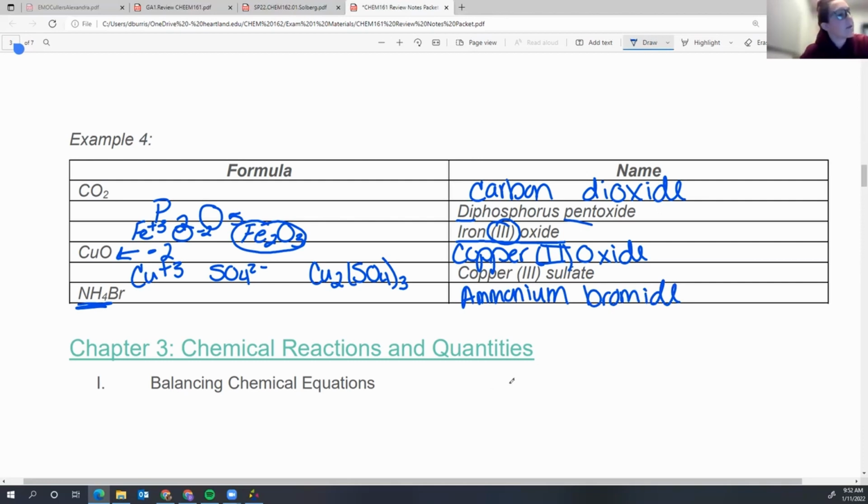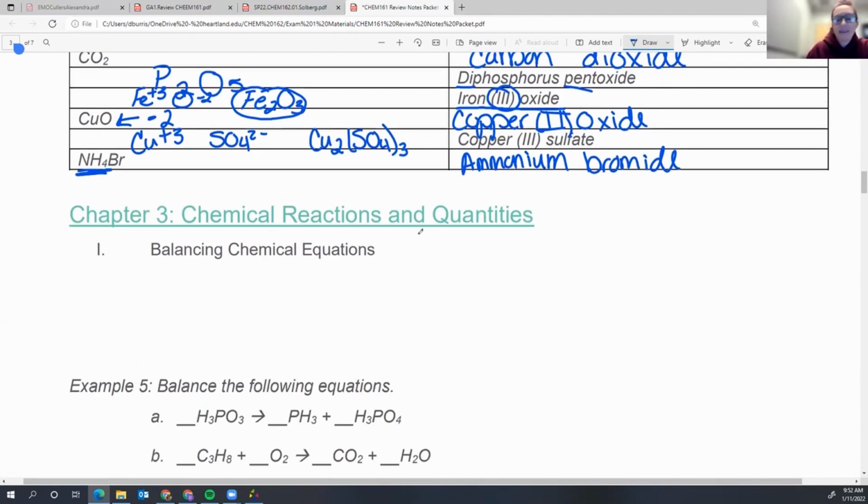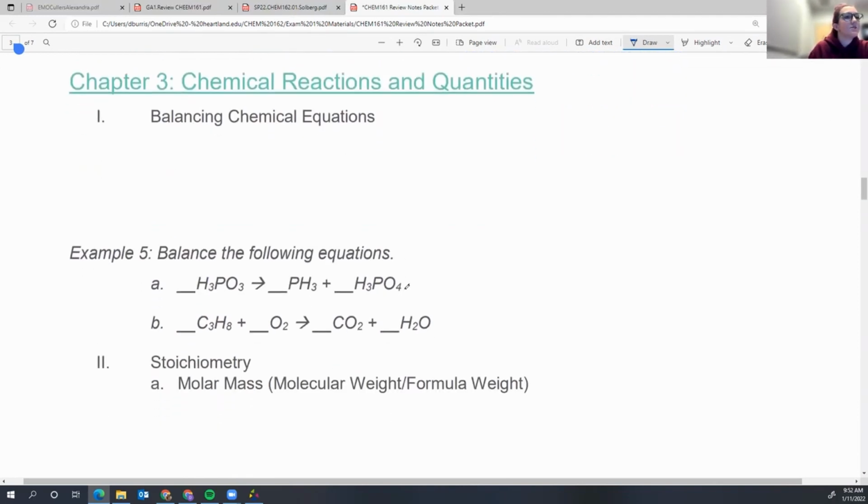Okay, moving on to chapter 3, chemical reactions and quantities, meaning using the mole. Okay, so you do have to be able to balance chemical equations first. That's super important. You can't do the math if you don't have a balanced equation. So we got a couple of tips and best things to remember.